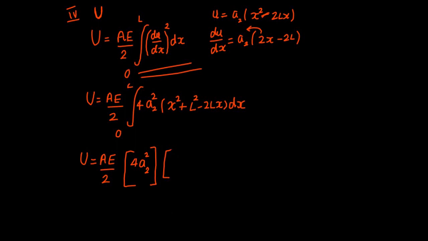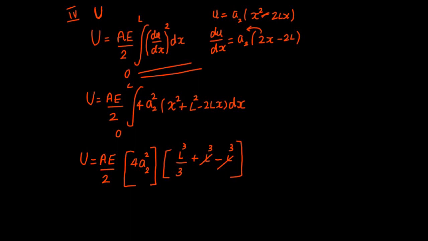So integral of x squared is x cubed by 3. It's going to be L cubed divided by 3. Plus integral of L square is L square x. So if you substitute the limit, that becomes L cubed. Minus integral of 2Lx. That will be 2 into L into x squared by 2. Upon the substitution of the limits, it becomes L cubed. 2 in the numerator and the 2 in the denominator, they cancel out. Get rid of these two terms.